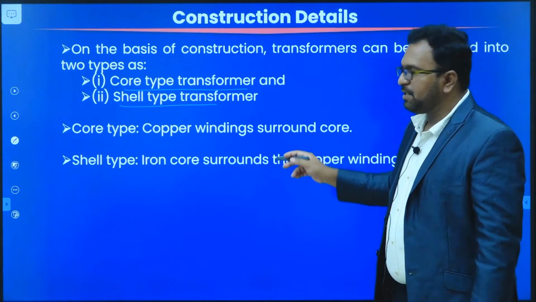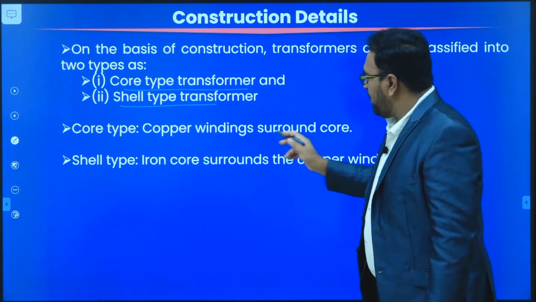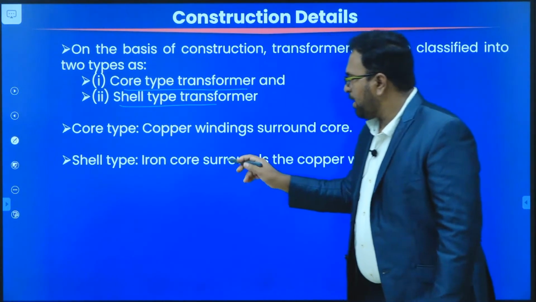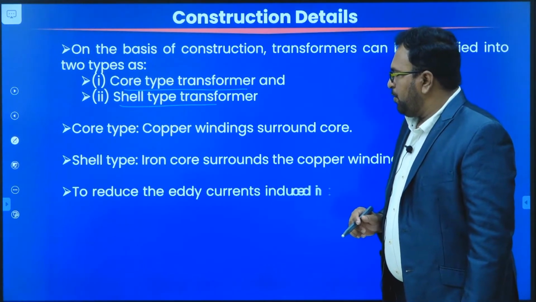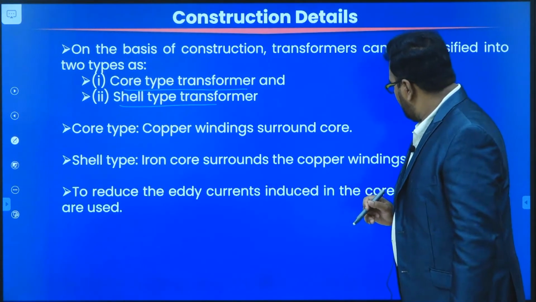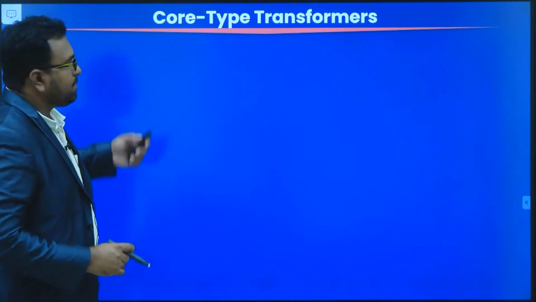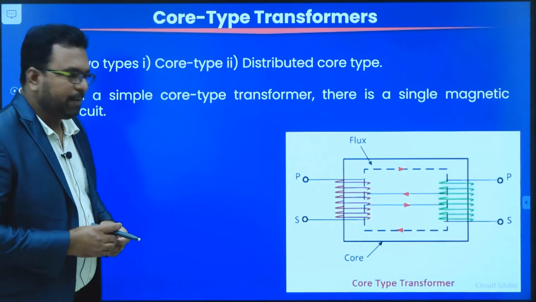So there is a difference between core type and shell type. In case of core type, copper windings surround the core. In case of shell type, the iron core surrounds the copper winding. To reduce the eddy current losses induced in the core, we make thin laminations. Let us discuss the core type transformers. So this is an example of a core type transformer.